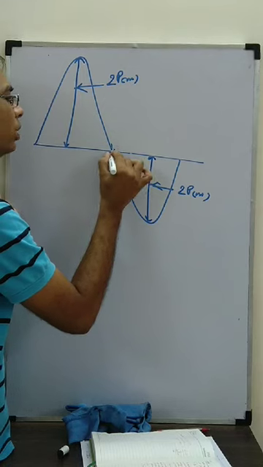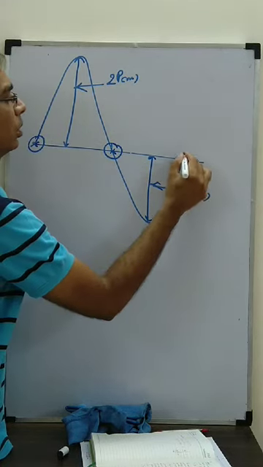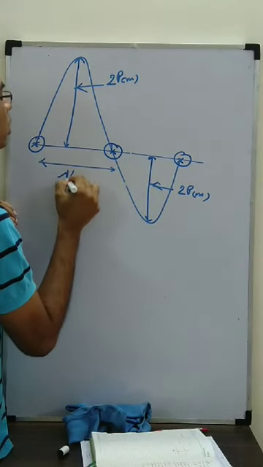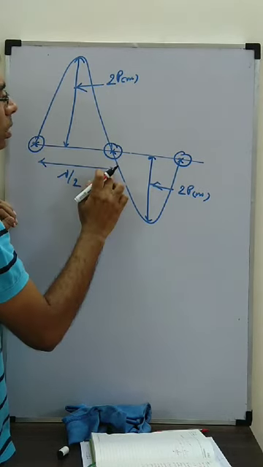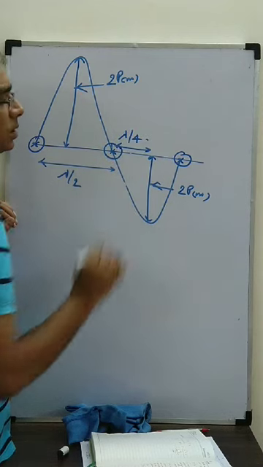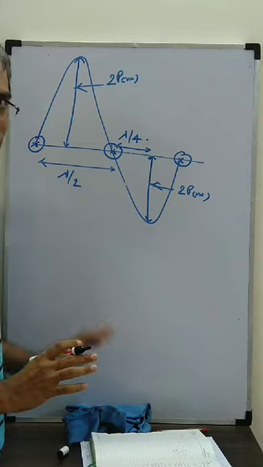Now this is a node. This is a node. And this is a node. Again, between two consecutive nodes, what is the gap? Lambda by 2. Between an antinode and a node, the gap is lambda by 4. So these all are the same things. No change. What we have done in previous classes, same thing over here.